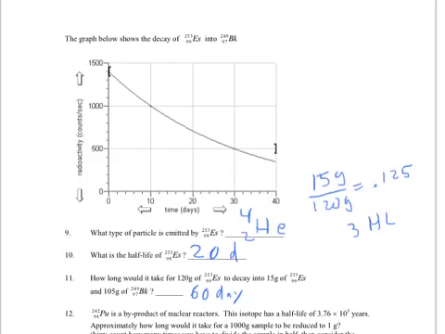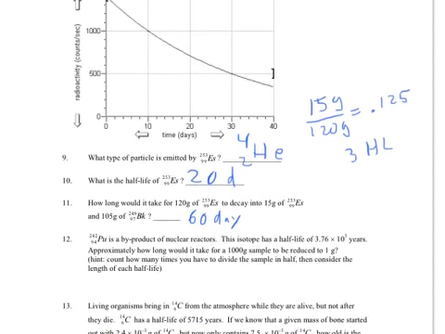Let's see what else we got here. All right, plutonium-242 is a product of nuclear reactors. The isotope has a half-life. Approximately how long would it take for 1,000 grams to reduce to 1? So I'm going to say 1 divided by 1,000, and that should be 0.001. And if I take that half-life table, I'll see that's 10 half-lives.